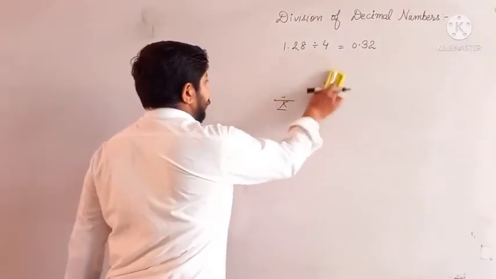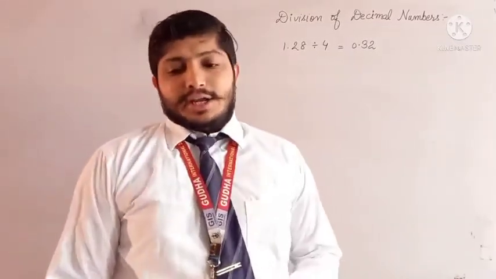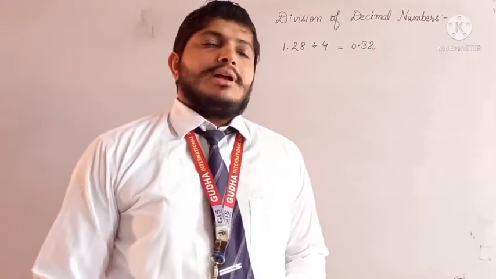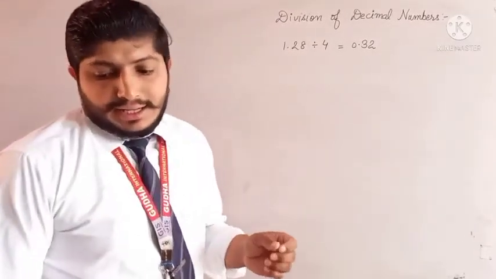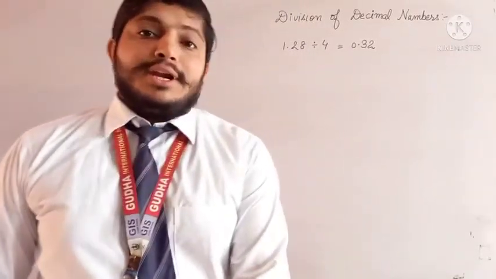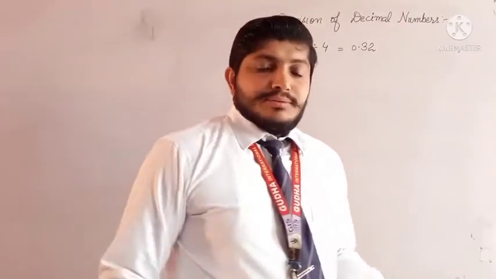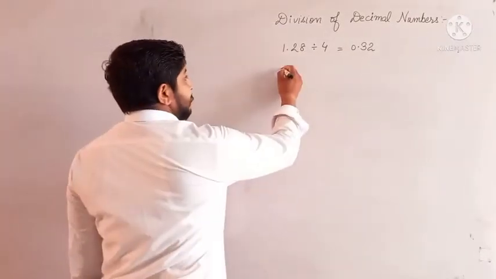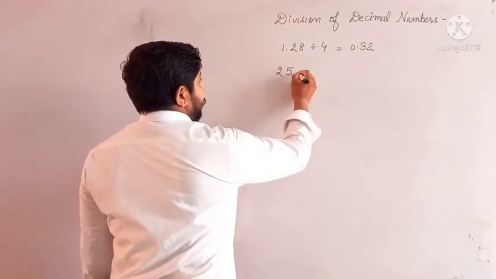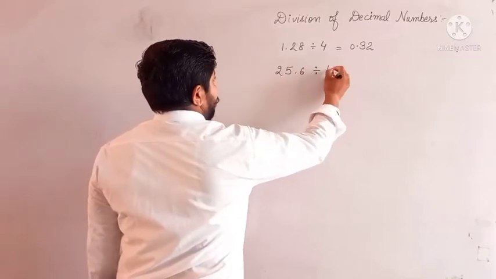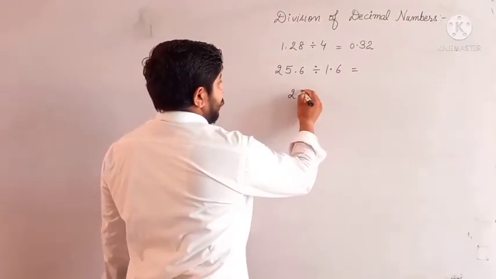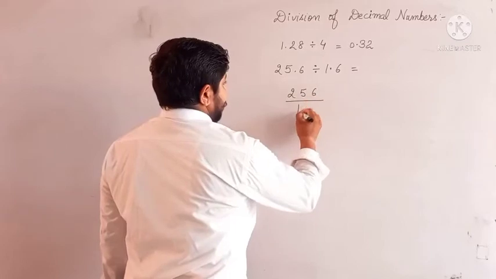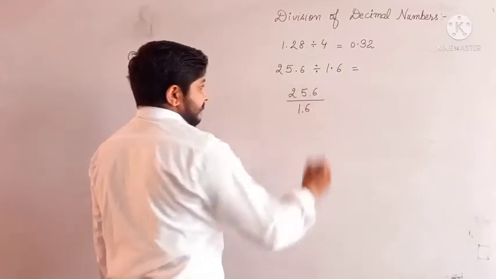Next, one more case I will tell you about: the division when both the divisor and the dividend have a decimal. If a decimal comes in both cases, then how do we divide? Like this, beta. I write here, in your dividend and divisor, both have a decimal: 25.6 divided by 1.6. Then how do we divide? See here, beta, we write here 256 and here 16. Here is a decimal and here is a decimal.